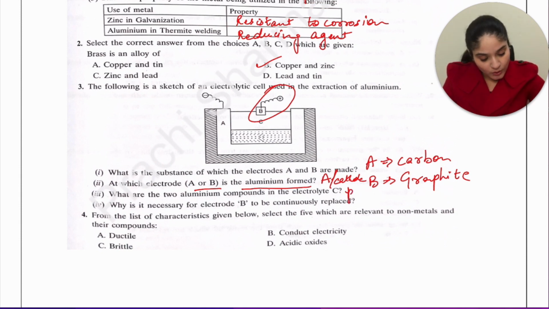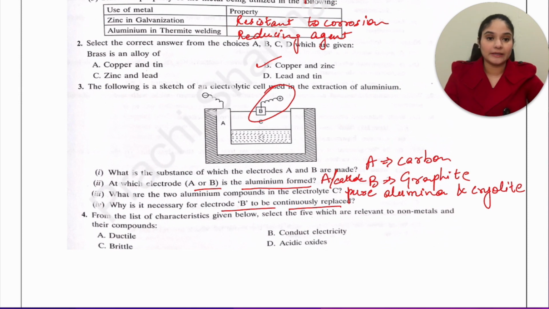So pure alumina and cryolite. Why is it necessary for electrode B to be continuously replaced? So we replace it because it gets oxidized to carbon dioxide and slowly starts getting thinner and thinner. So as the oxidation keeps happening, the rods become very thin. So it's important to keep changing the rod so that your reaction is consistently going on without any breakage in between. So that is the answer for the fourth part.